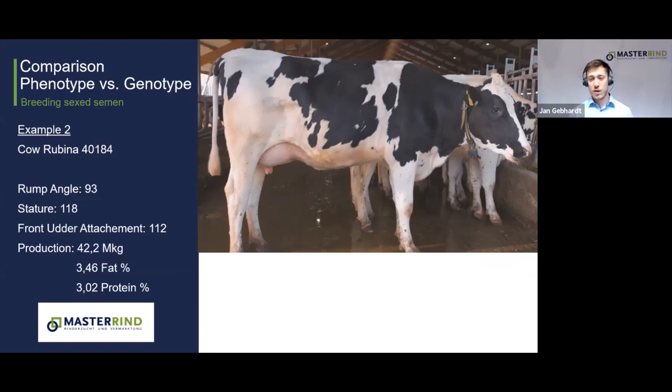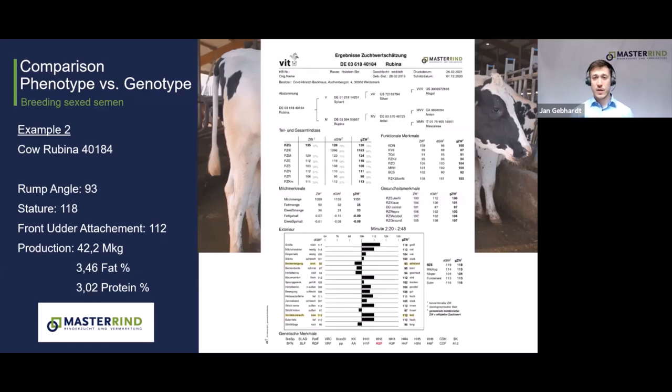Stature is 118, and this is a cow that calved with 23 months. So you can see she will grow further, and she will be a huge cow as well. For her front udder attachment, 112. You see here the udder is going straight into the body. And yeah, the milk production here. Have a look at this.